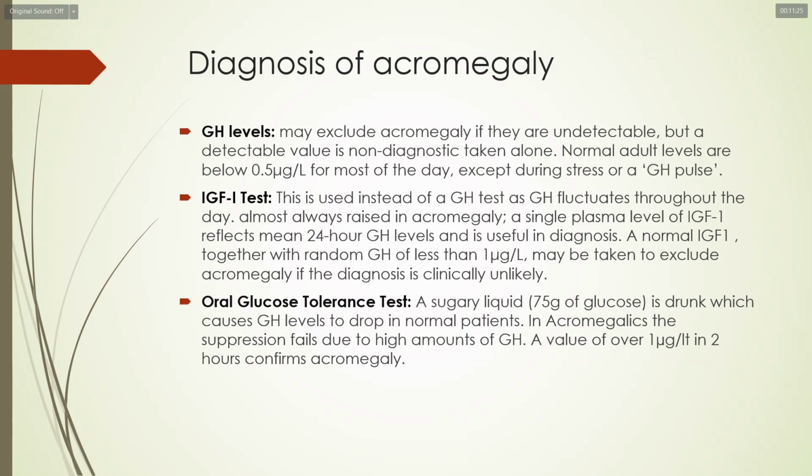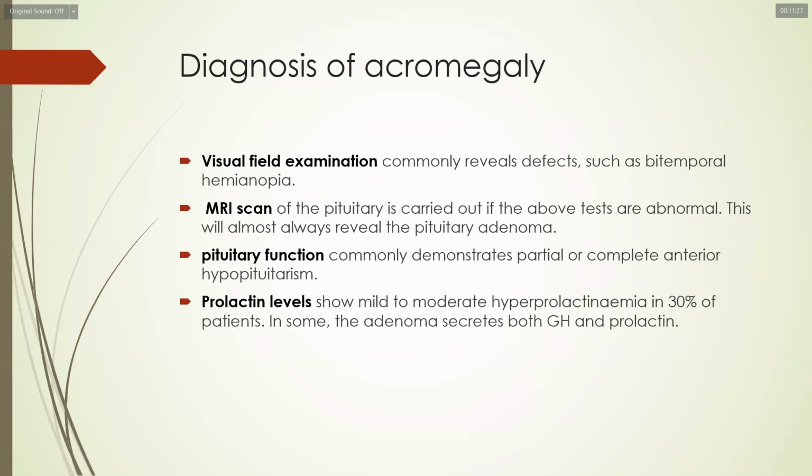Next. We also may use visual field examination if they're complaining of bitemporal hemianopia. We use an MRI scan to check for pituitary adenoma. We also may do pituitary function tests and prolactin levels because it shows mild to moderate hyperprolactinemia. Next.